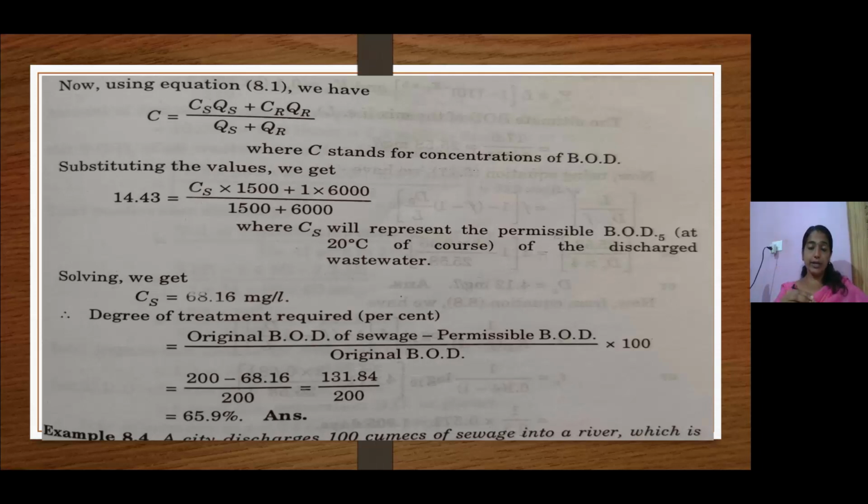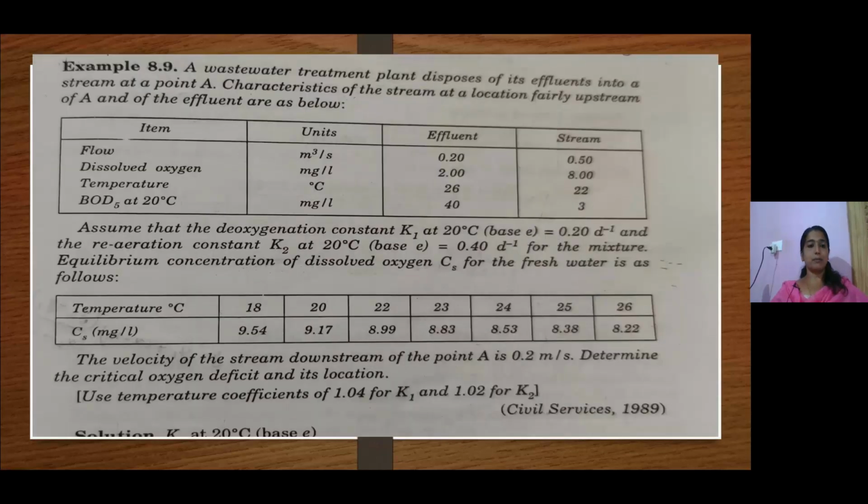Next, we have to find the degree of treatment required. Here, original BOD of sewage is already given, minus permissible BOD. Permissible BOD is the BOD concentration that we calculated, that is 68.16, divided by original BOD into 100 will give the degree of treatment required in percentage, that is 65.9%. I hope you understood the problem. Then next we will move on to the next problem.